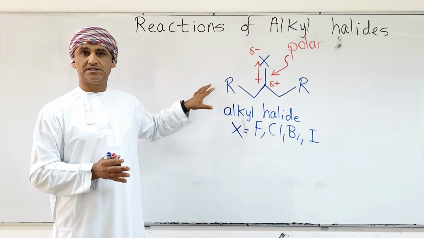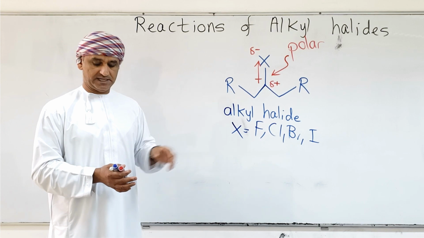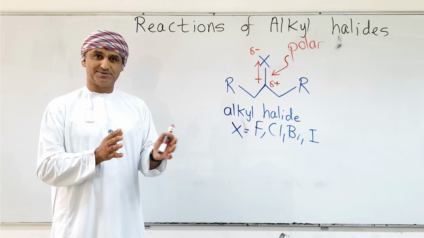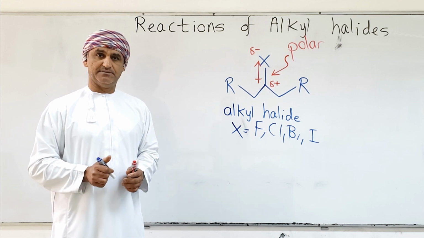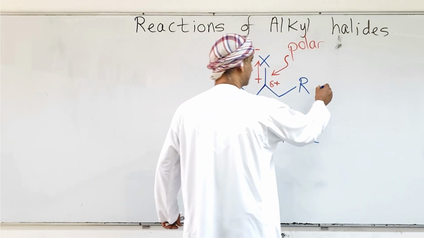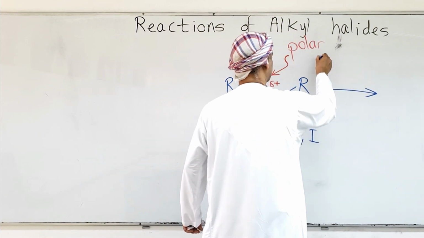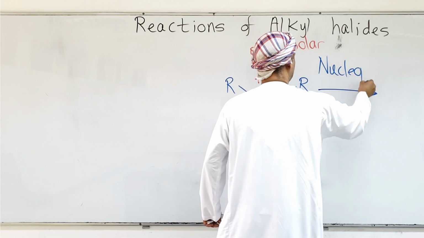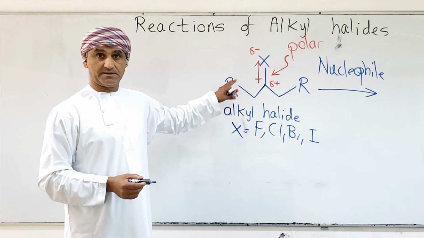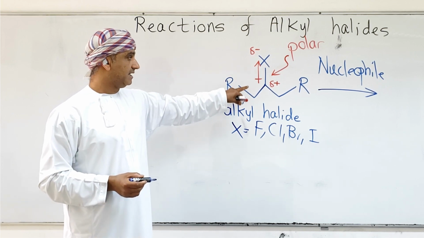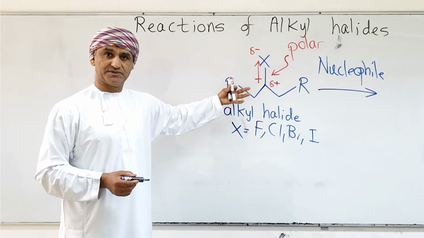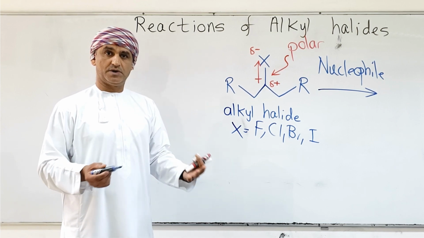is manifested in two types of reactions in general. Alkyl halides can undergo two types of reactions. One is substitution and the other is elimination. So alkyl halides undergo substitution reactions if they react with a nucleophile. The nucleophile displaces X, the halide. The halide would then leave, so it's a displacement reaction also, or a substitution reaction.